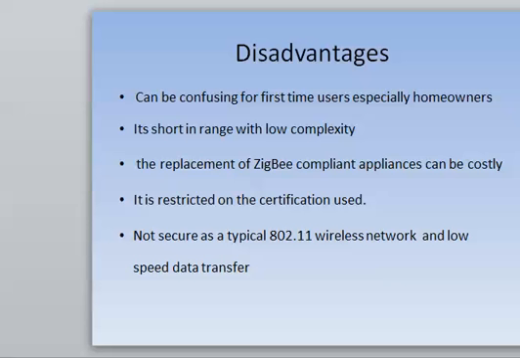Another disadvantage is that it's really short in range with low complexity, and the replacement of ZigBee-compliant appliances can be really costly and expensive. It is restricted on certification use, so only some certifications are used in this device. It's not as secure as a typical 802.11 wireless network, and it's really low on data transfer speed.